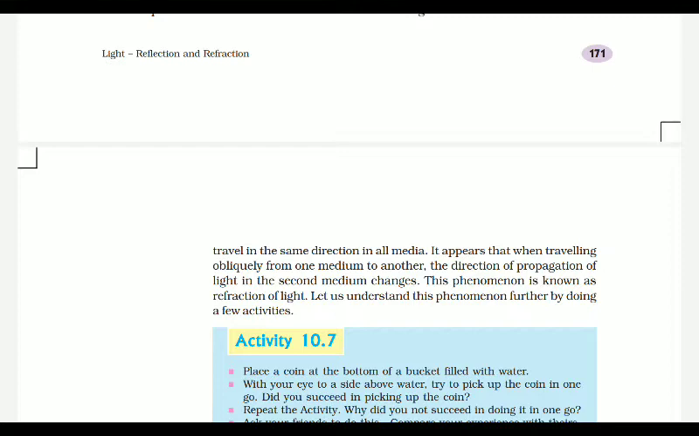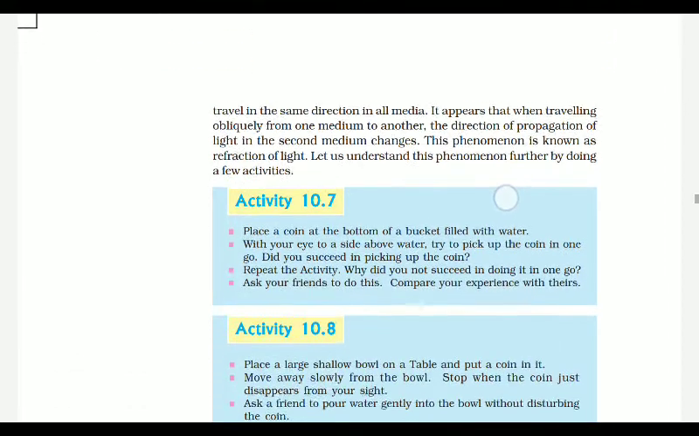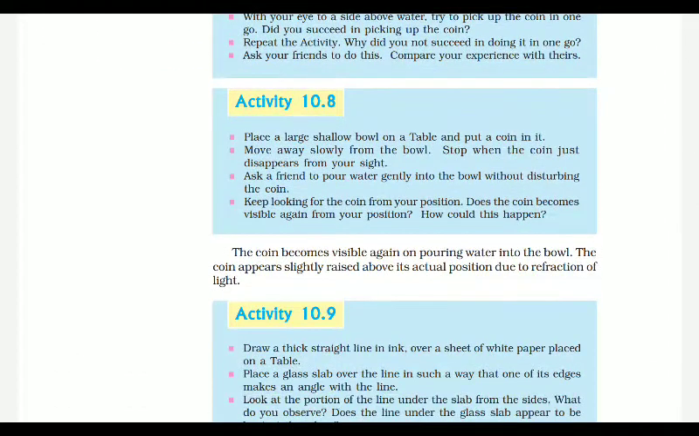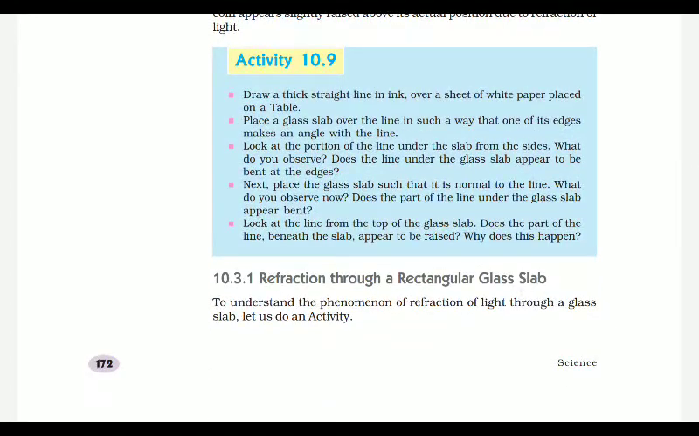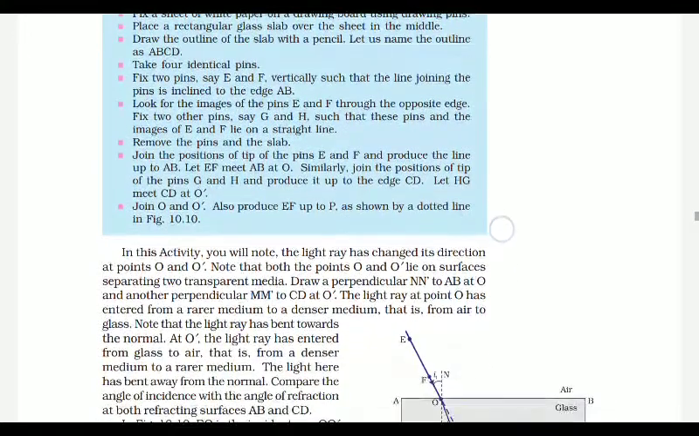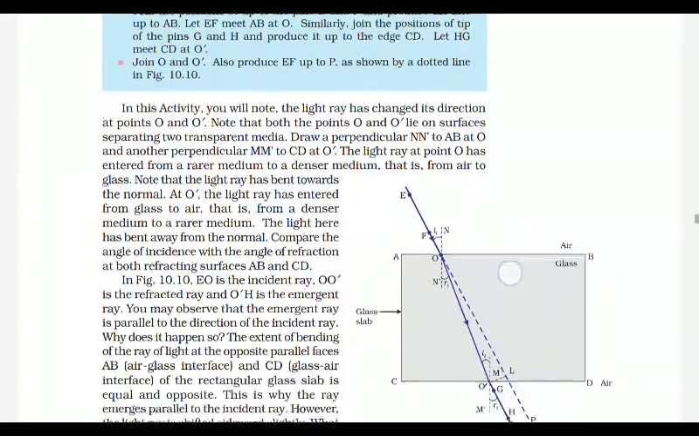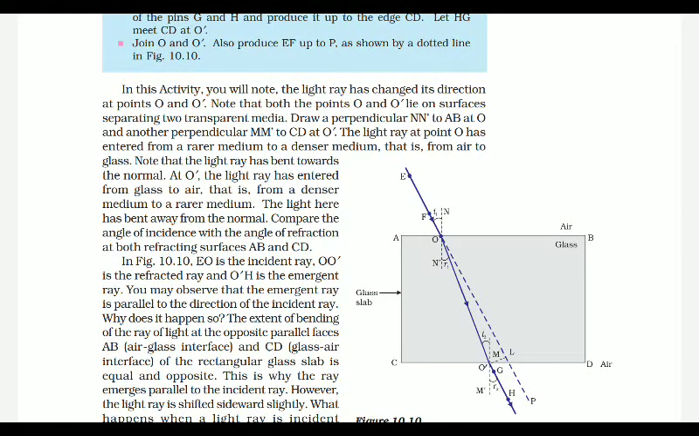So let us understand this phenomenon further by doing a few activities. You can read 10.7, 10.8. The coin becomes visible again on pouring water into the bowl. The coin appears slightly raised above its actual position due to the refraction of light. In 10.9, and now let us look at 10.3.1, refraction through a rectangular glass slab. It's also a kind of activity where the refraction of light through a glass slab is studied in 10.10, with the steps of putting the glass slab and observing the refraction of light.